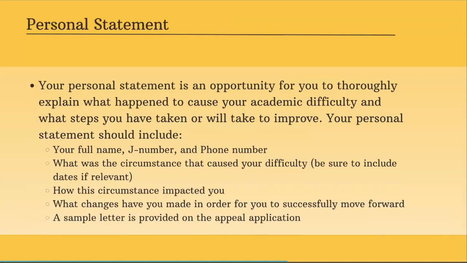Your personal statement. Your personal statement is an opportunity for you to thoroughly explain what happened to cause your academic difficulty and what steps you have taken or will take to improve. Your personal statement should include the following: your full name, J number, and phone number. What were the circumstances that caused your academic difficulty? Be sure to include dates if that is relevant.